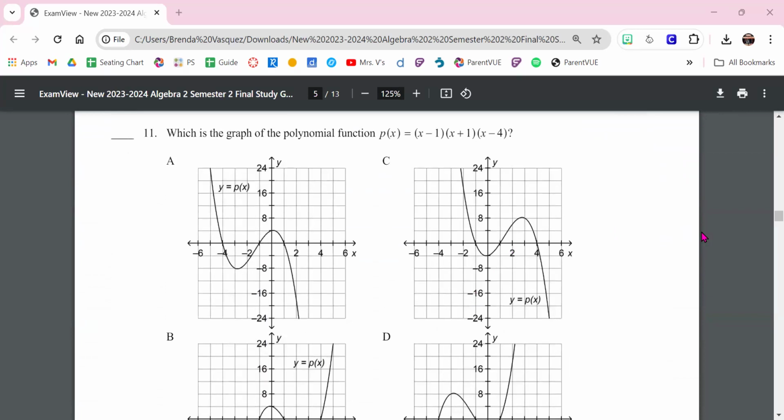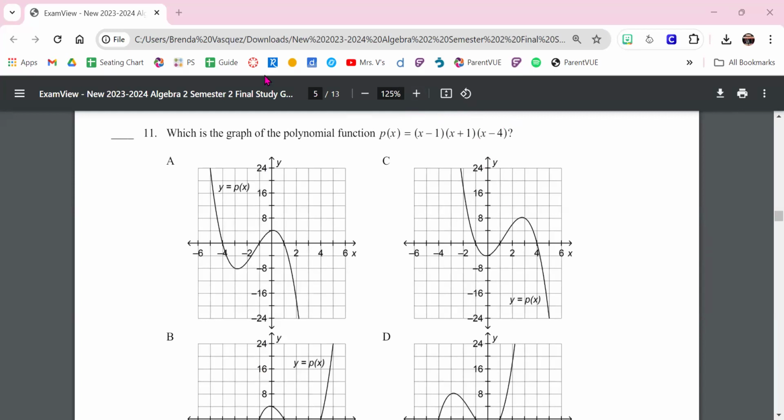How many zeros are we going to have on this one? P of x equals x minus 1 times x plus 1 times x minus 4. Why 3? There are 3 factors there on our given polynomial. Even though it's not distributed, it's already factored for you. All you have to do is find the zeros.